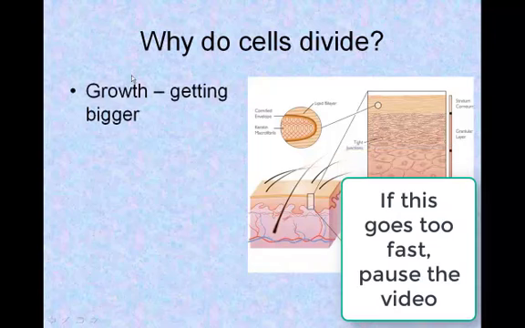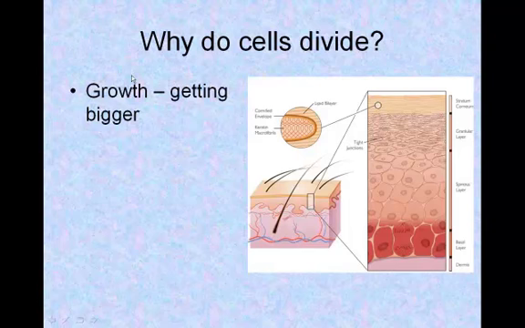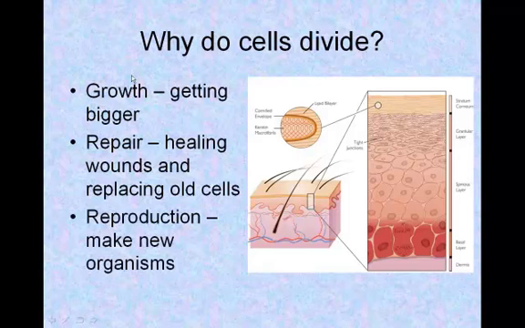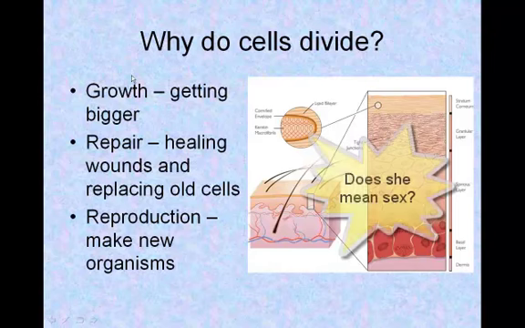The first is to grow or get bigger. You don't want just one gigantic cell making up your whole body. It's too hard to get things to where they need to be. A lot of little cells are a lot more efficient, so getting bigger. Repair, if you have some sort of a wound and you need to repair it, or if you just have cells that are worn out and are dying, you can replace them. And also reproduction, making new organisms. So those are the 3 reasons that cells divide.